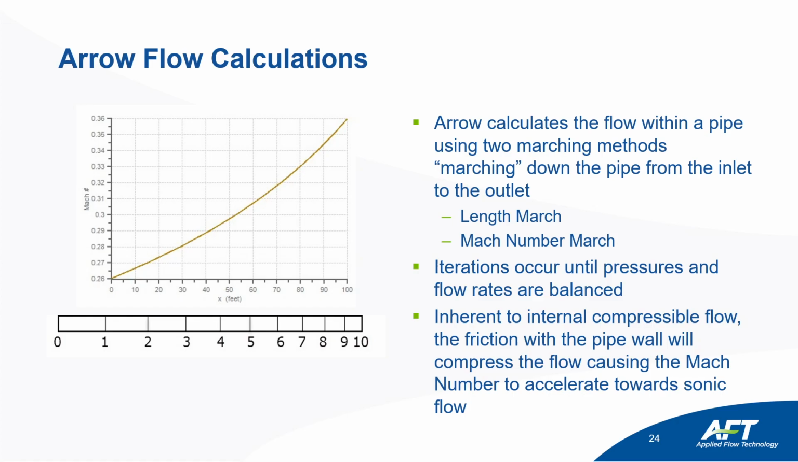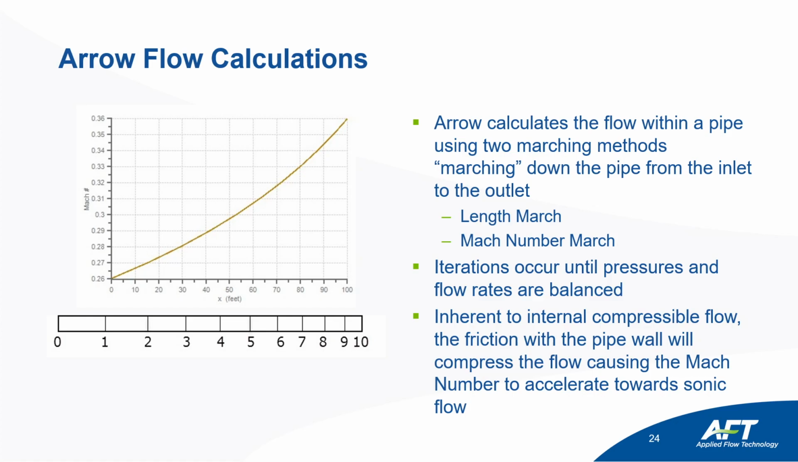One is called the length march method, where it will go an equal distance down the pipe and say, what is the Mach number? What should the Mach number be now at this length of the pipe? And continue to piecemeal them together. A second one is a Mach number march, where it will go down the length of the pipe for a single change in Mach number, until it gets to the end. And that's what we can see here.